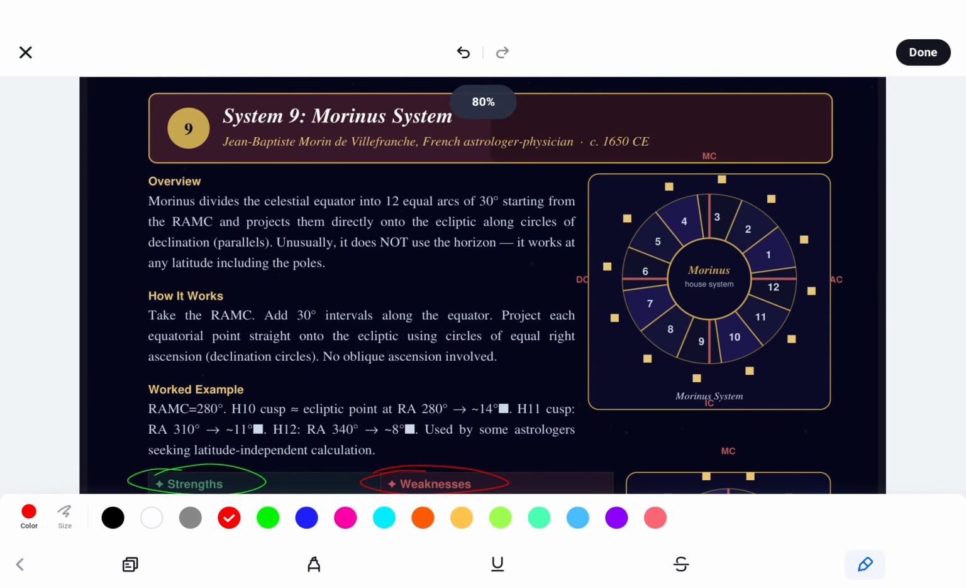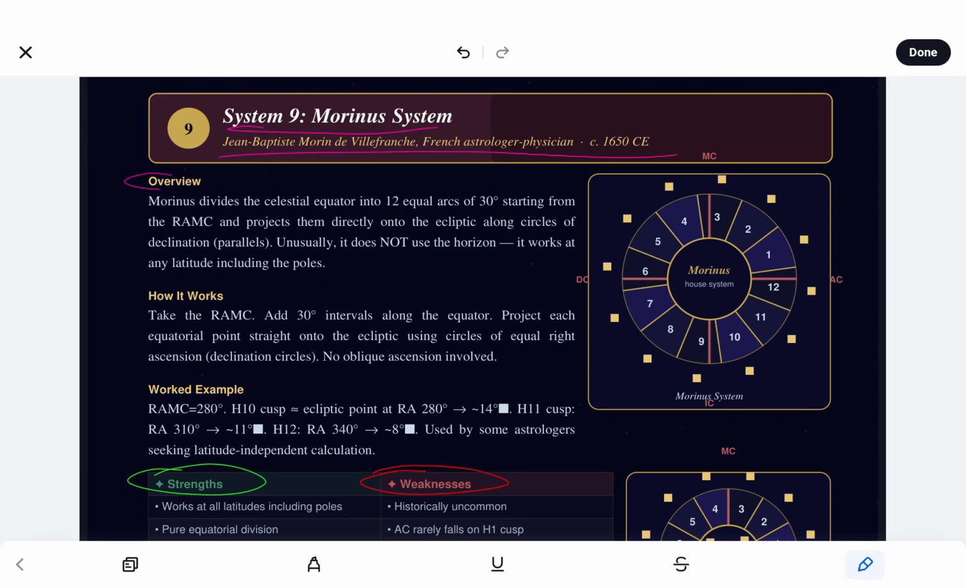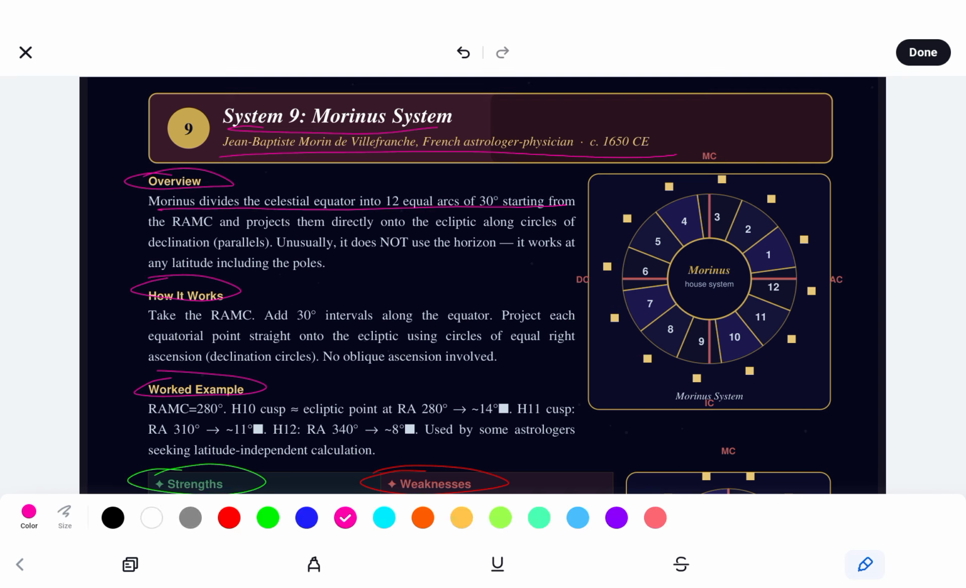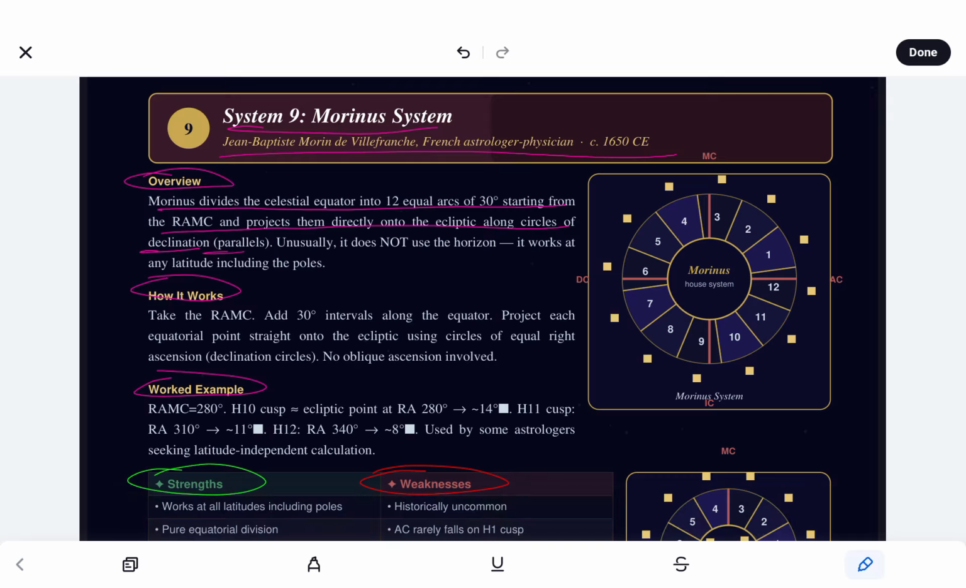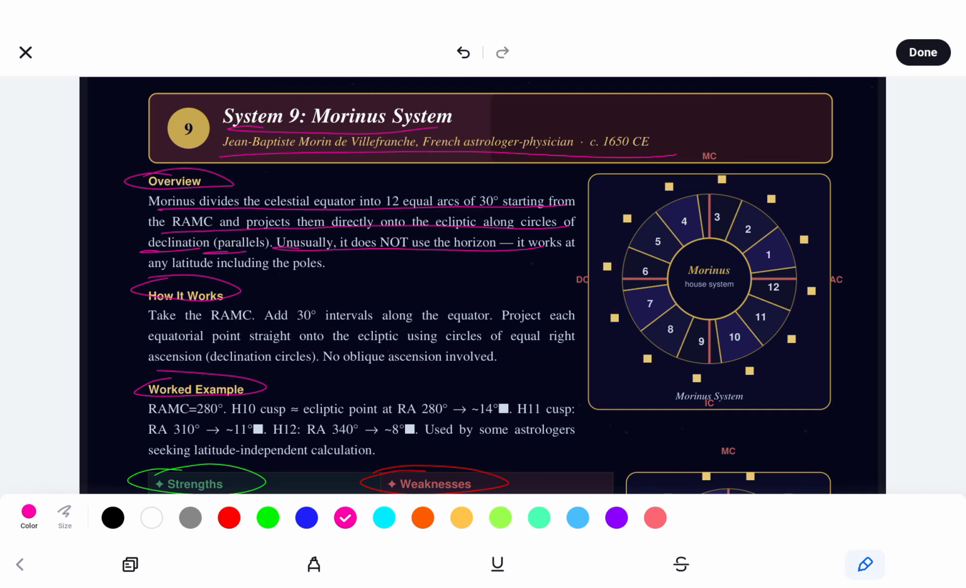Now we're looking at Morinus's system. French astrologer and physician. Morinus divides the celestial equator into 12 equal arcs of 30 degrees, starting from the RAMC, and projects them directly onto the ecliptic along circles of declination, parallels. Unusually, it does not use a horizon. It works at any latitude, including the poles.